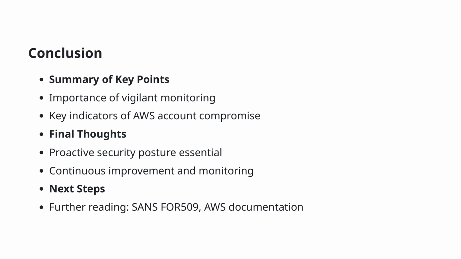In conclusion, it's clear that vigilant monitoring is essential for identifying key indicators of AWS account compromise. Adopting a proactive security posture alongside continuous improvement and monitoring efforts is imperative for maintaining robust security. For further reading, consider SANS 509 and relevant AWS documentation to deepen your understanding.